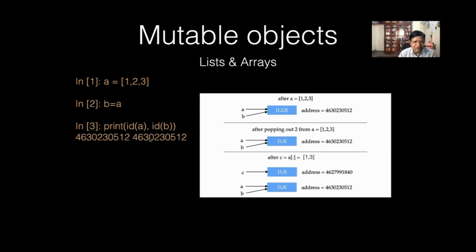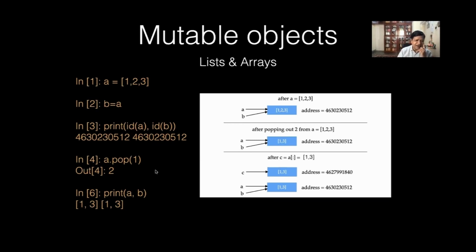Now we'll do pop. We'll pop one of these elements. So pop 1 from A. Pop 1 means location 1, so index 0, index 1, so the second element, which is 2. I will pop 2. Now is it a new object? A has had the 2 removed, so if I print A and B, it is 1 3.